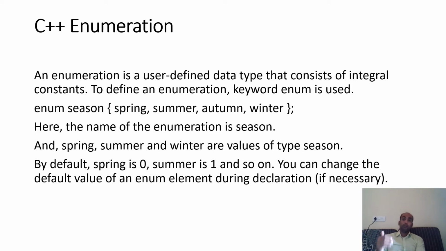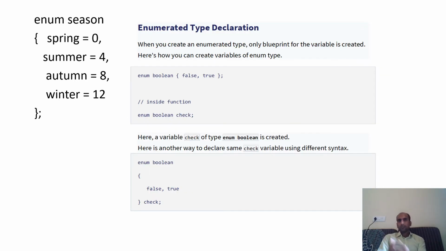If you want to give a different value to all elements, you can write spring equals 10, summer equals 23, autumn equals 53, winter equals 94. Whatever you want, you can do as per your requirement. Here in enum season, spring equals 0, summer equals 4, autumn equals 8, and winter equals 12. So in this case, it will not start from 0 automatically: spring is 0, summer is 4, autumn is 8, and winter is 12.